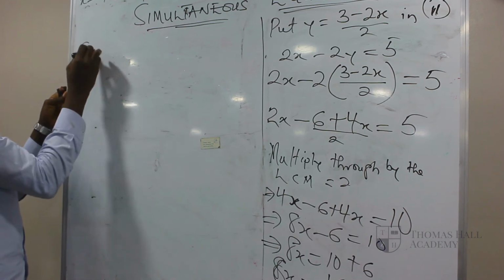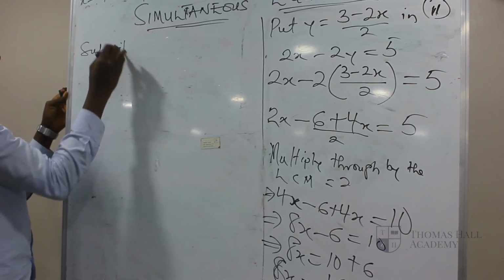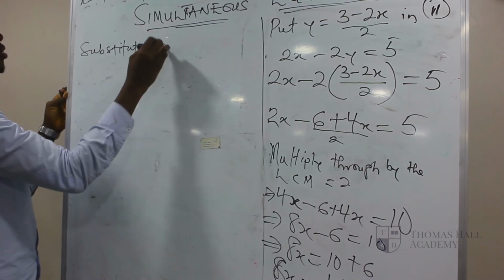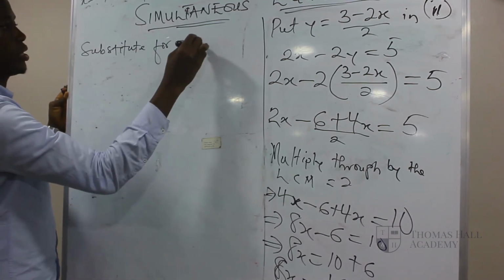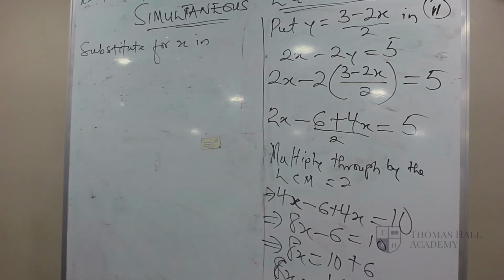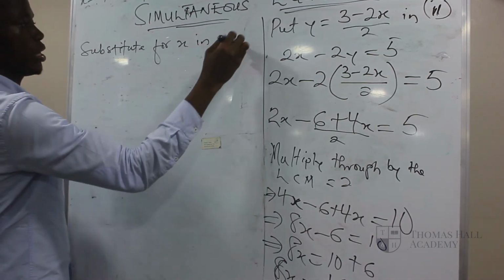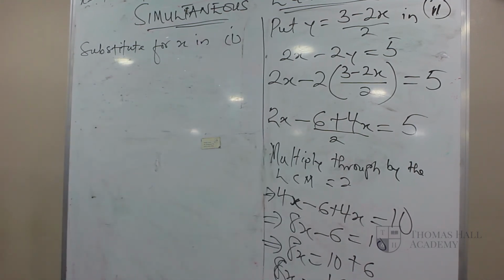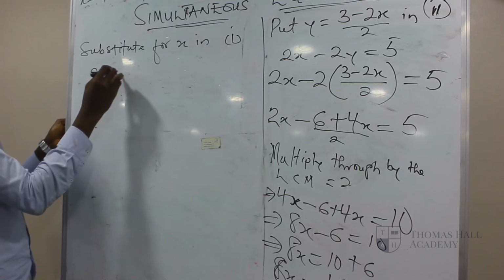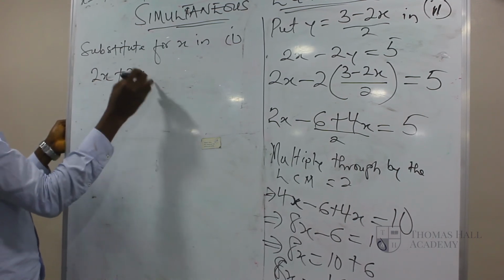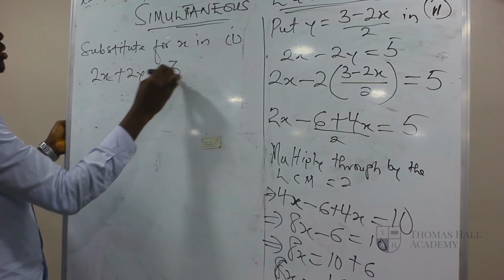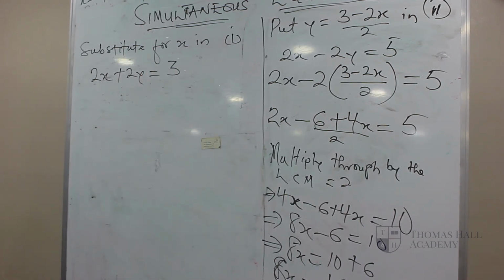Then we say substitute for x. Now you can substitute for x in any of the equations, whether 1 or 2. In this case, let's use equation 1. Equation 1 says 2x plus 2y equals to 3. Equation 1 says 2x plus 2y equals to 3. We've gotten the value of x already to be 2. So now we are substituting for x in equation 1. You can use equation 2 if you like.